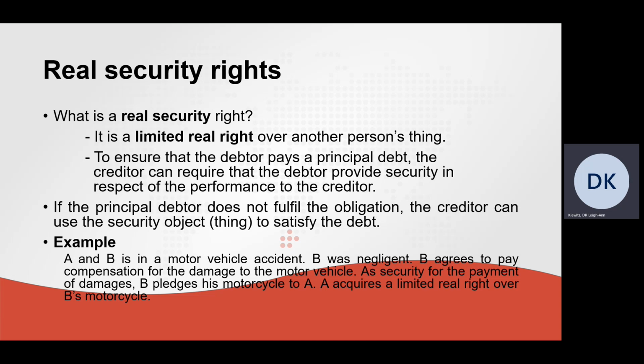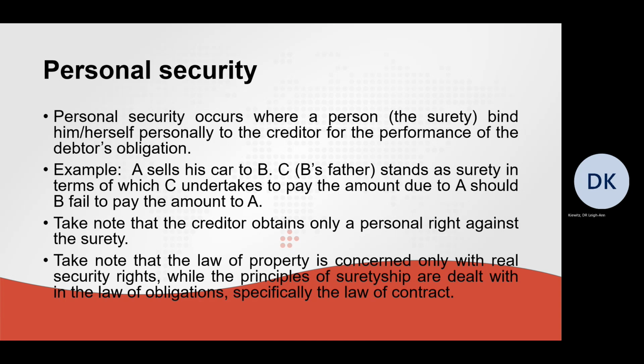For example, A and B are in a motor vehicle accident. B was negligent. B agrees to pay compensation for the damage to the motor vehicle. As security for the payment of damages, B pledges his motorcycle to A. A acquires a limited real right over B's motorcycle.